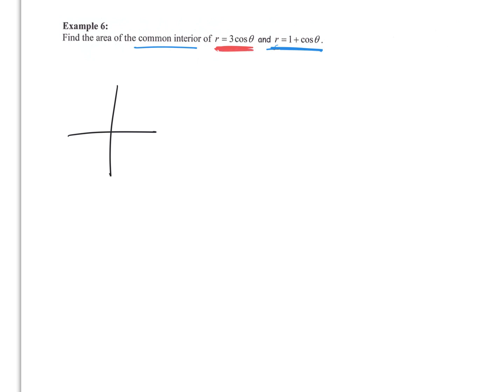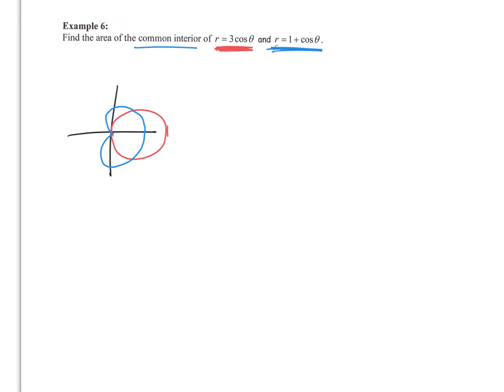So what is this 3 cosine theta? That's a circle. Which way is it going? It's going to the right. All right. And technically it goes out how much? 3. And then if I have 1 plus cosine theta, what's that doing? It's a cardioid, all right? And which way is it going? The bulk of it is which way? The right, and then the little cheekies are left. And so now we end up with that.